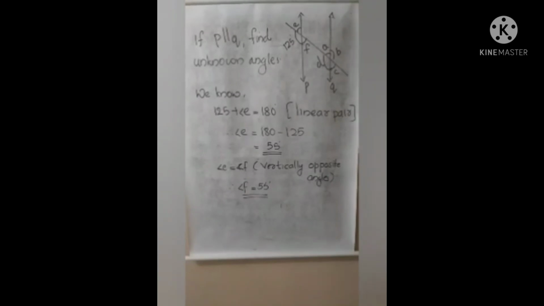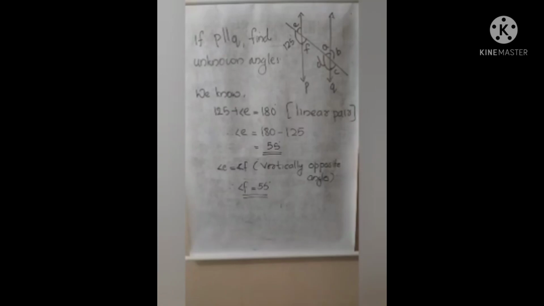We can find those values by using the properties of corresponding angles, alternate interior angles, or interior angles on the same side of the transversal. We use these concepts because the question already says lines P and Q are parallel. If P and Q are parallel, each pair of corresponding angles is equal, alternate interior angles are equal, and interior angles on the same side of the transversal are supplementary. So you can use any of these concepts to find the angles A, B, C, D.